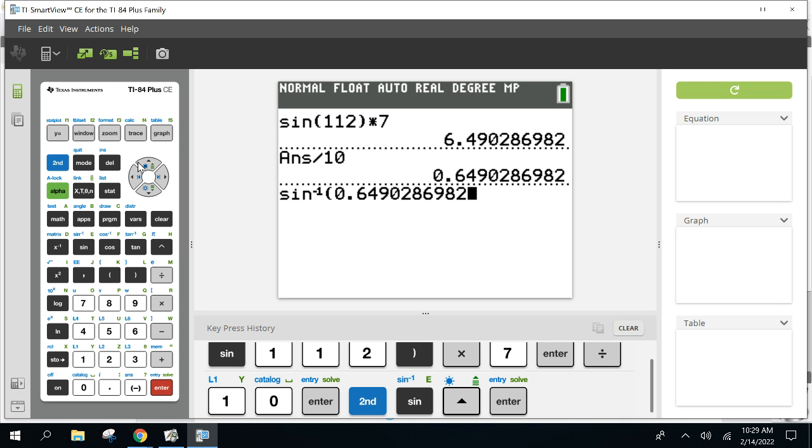Okay, so I do have to do inverse sine. And there's your angle you're looking for. So again, you always use the inverse button when looking for the angle. So 40 degrees for angle B.